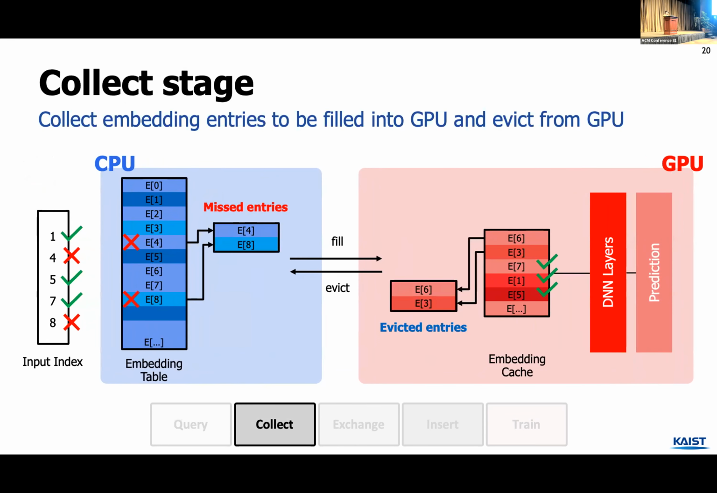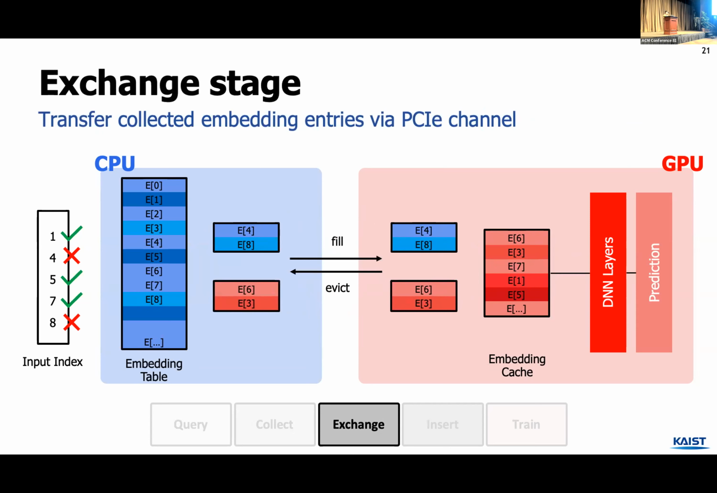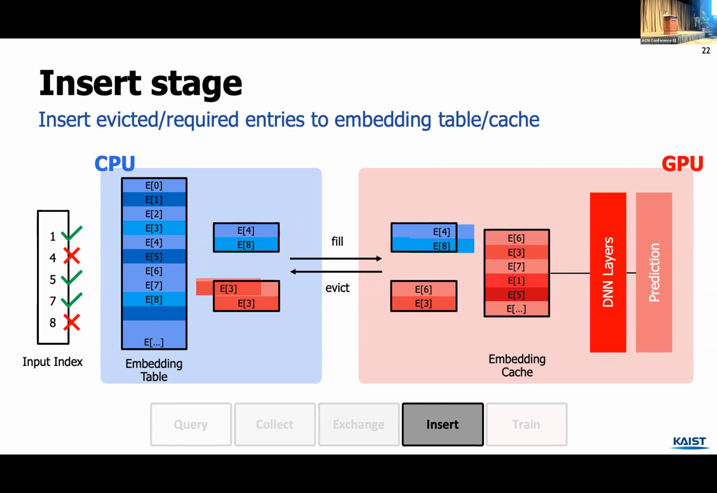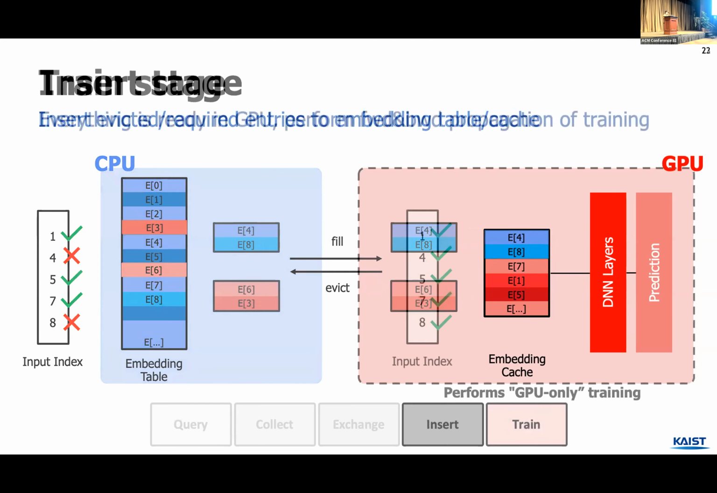Next is the collect stage. In this stage, the embedding gather operation is performed for missed entries currently in the CPU and victim entries in the GPU selected from the query stage. Next is the exchange stage. In this stage, the gathered entries are transferred to the destination side via the PCIe channel. Next is the insert stage. In this stage, cache entries are replaced by the fetched entries while the evicted entries that contain up-to-date values are written back to the CPU embedding table.